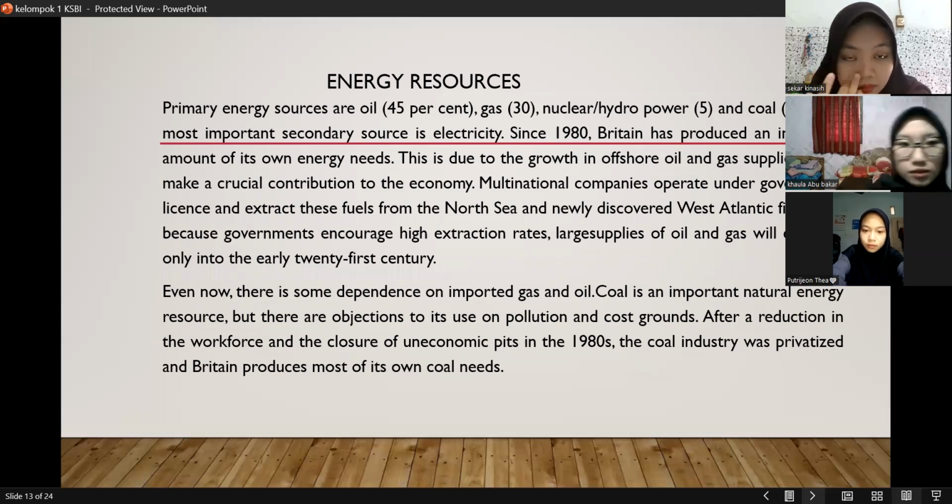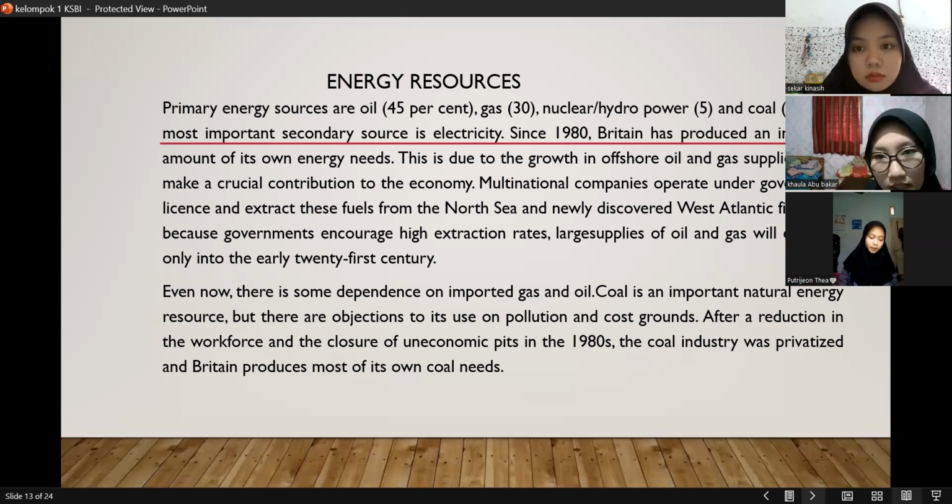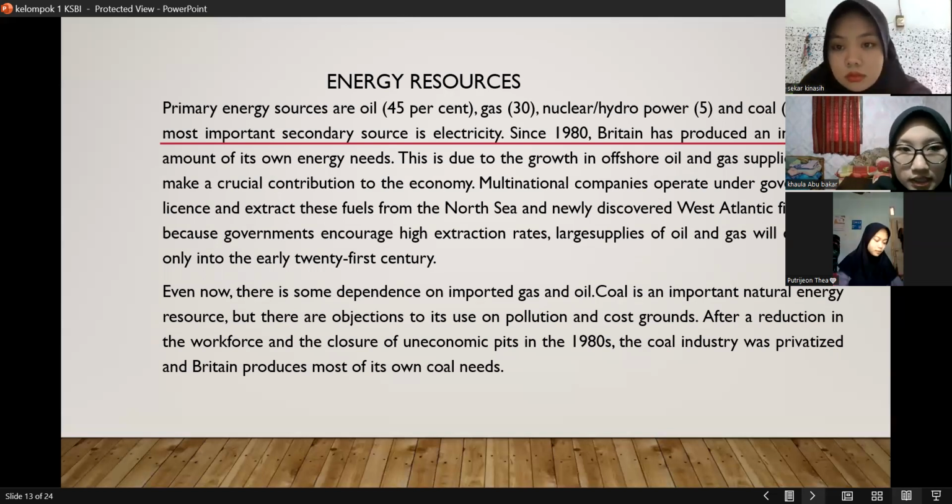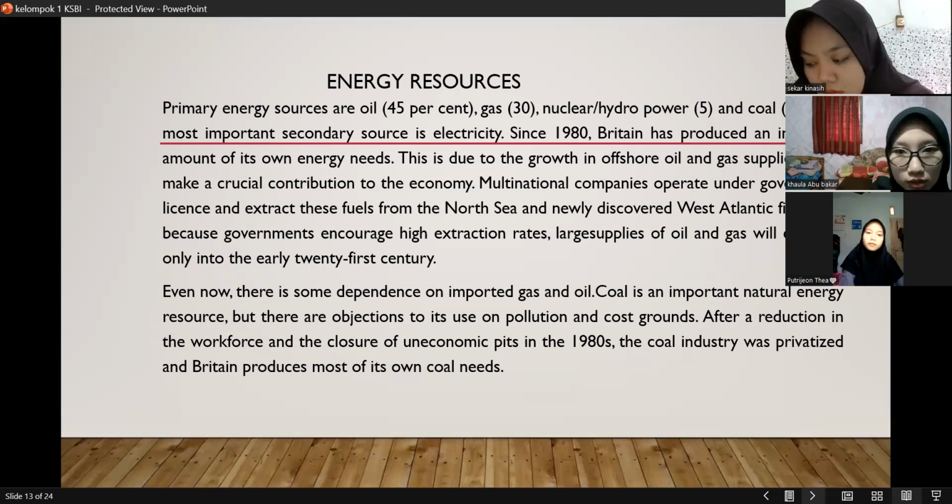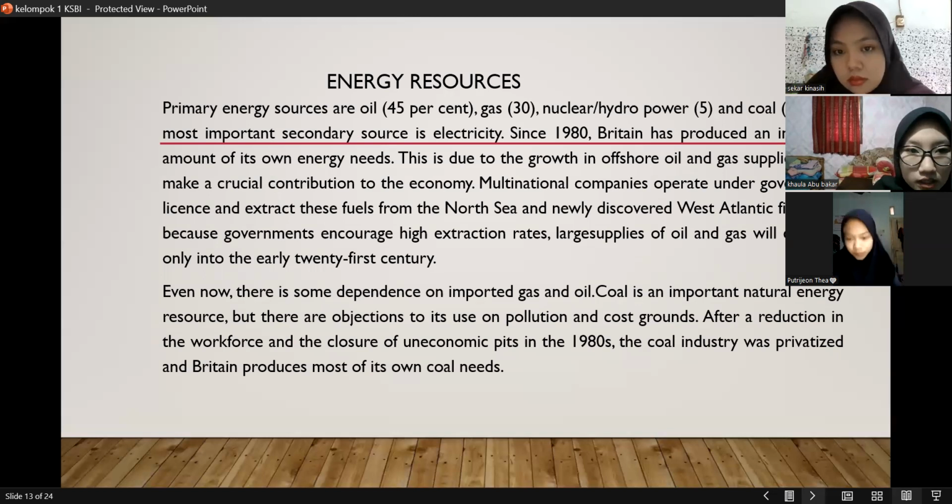Energy resources. Primary energy sources are oil, gas, nuclear, hydropower, and coal. The most important secondary source is electricity. Britain now produces an increased amount of its own energy needs. This is due to the growth in offshore oil and gas supplies, which make a crucial contribution to the economy.